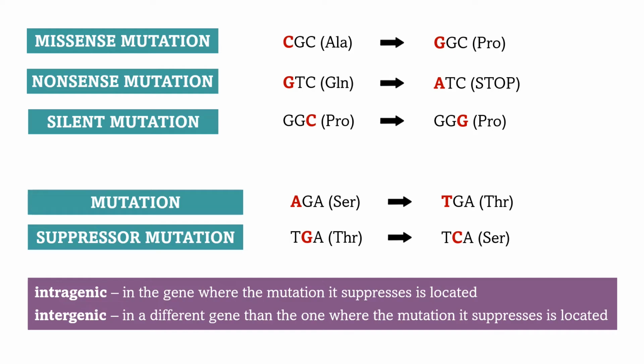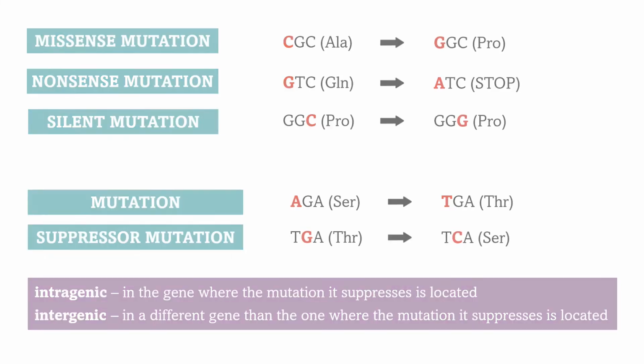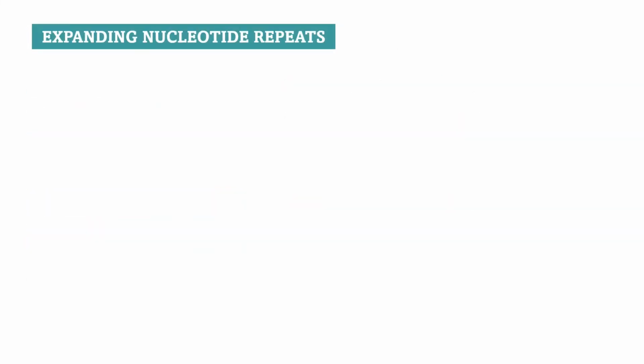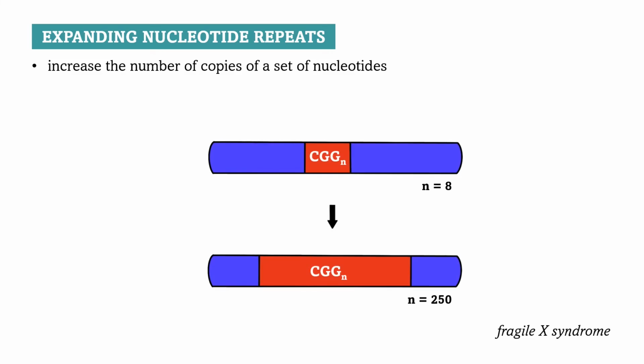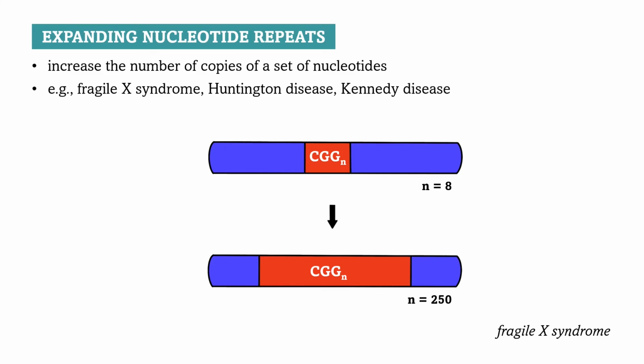Another interesting type of mutation are the expanding nucleotide repeats. These mutations increase the number of copies of a set of nucleotides, usually 3 nucleotides. These mutations cause, for example, the Fragile X syndrome, in which the number of copies of the cytosine-guanine-guanine set of nucleotides located on the X chromosome increases up to 1,500 copies. Expanding nucleotide repeats are also the cause of Huntington disease, Kennedy disease, and many others.